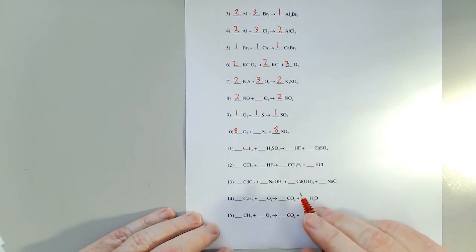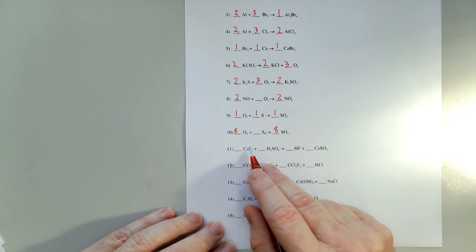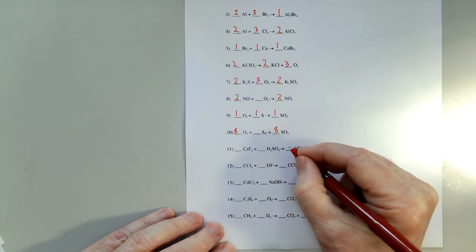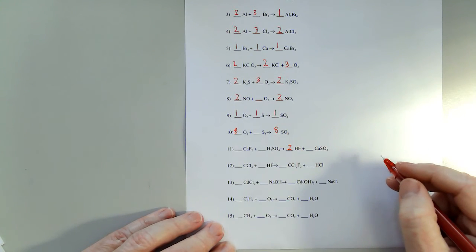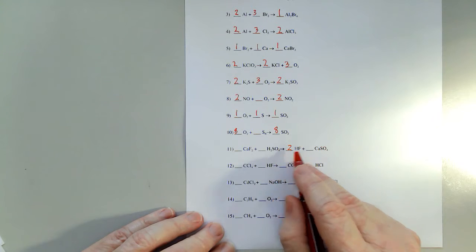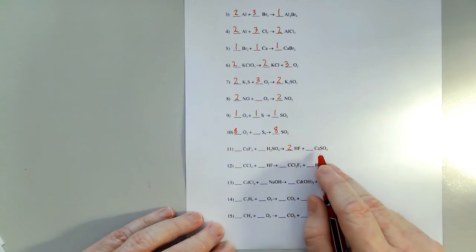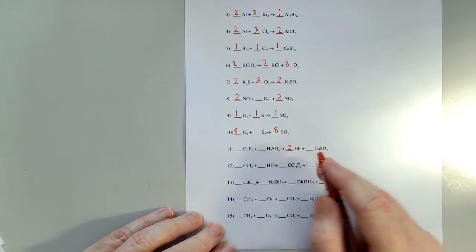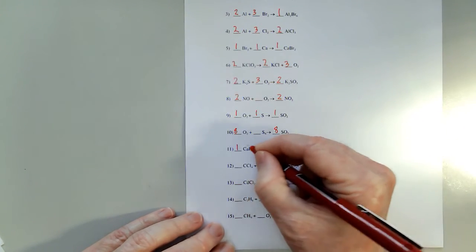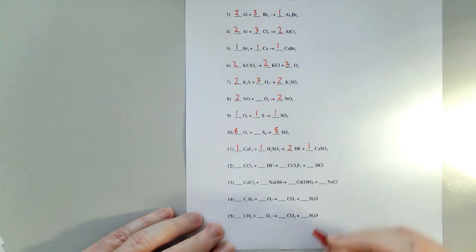Okay. Now, in number 11, what caught my attention was these fluorines. There's 2 and only 1 on the other side, so I'll put the 2 there. 1 sulfate, 1 sulfate. You can count polyatomic ions as a unit. 1 calcium, 1 calcium. 2 hydrogens, 2 hydrogens. That's working. Everything else gets a 1, and we're in pretty good shape.